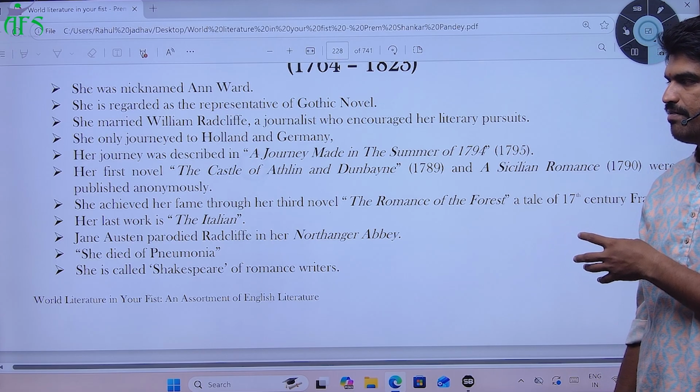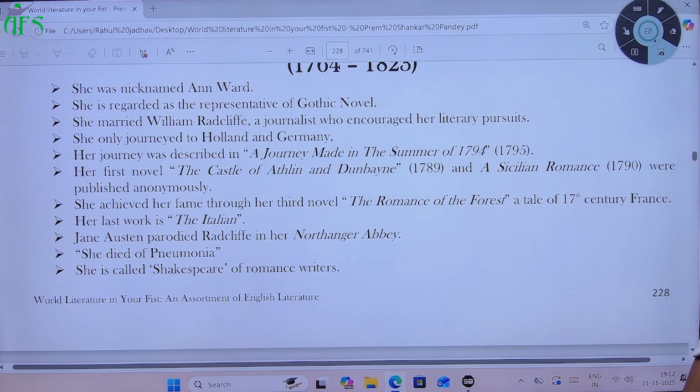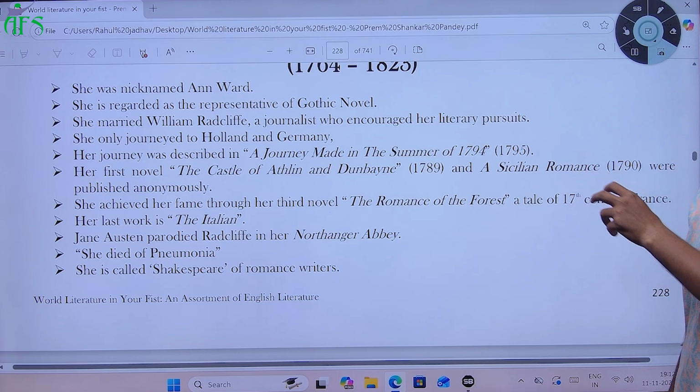Interestingly, guys, we have to keep in mind those titles, which are very important, because when we are preparing for such exams, we need to understand the labels that the poets, poetesses or literary figures are attached to.